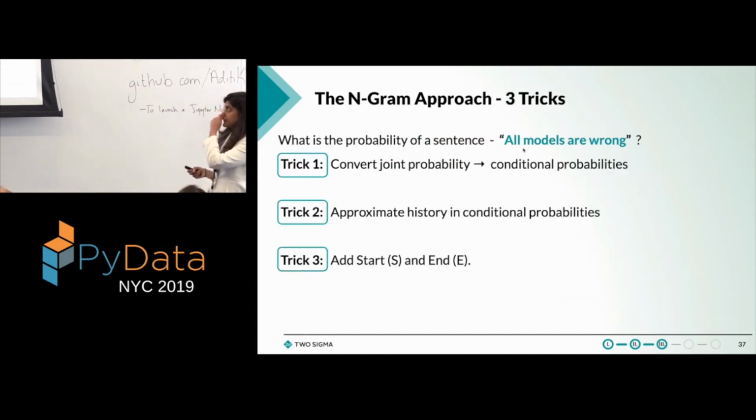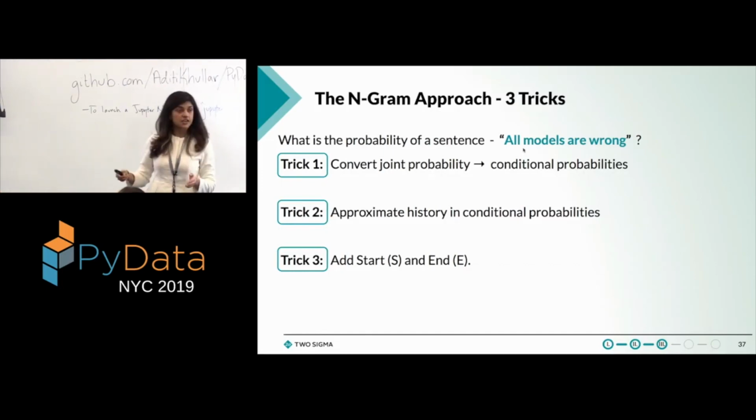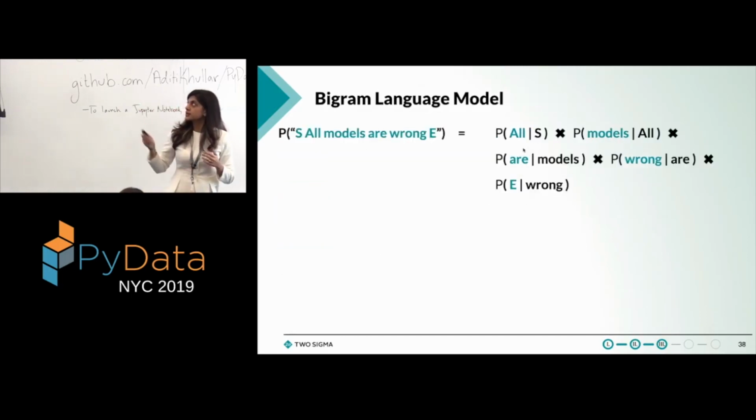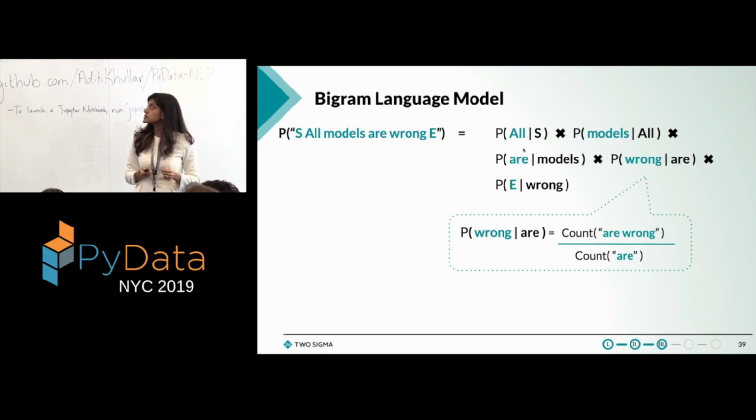Combining all of them together: convert the joint probability, which is what the definition of language models is, to conditional. Approximate the history. Instead of taking everything behind it, you take 1 word or n minus 1 words, and then you add the start and the end tokens. Combining all of them together, you get a formula that looks like this. In this case, we are only doing 2 words at a time, so bigram language models.